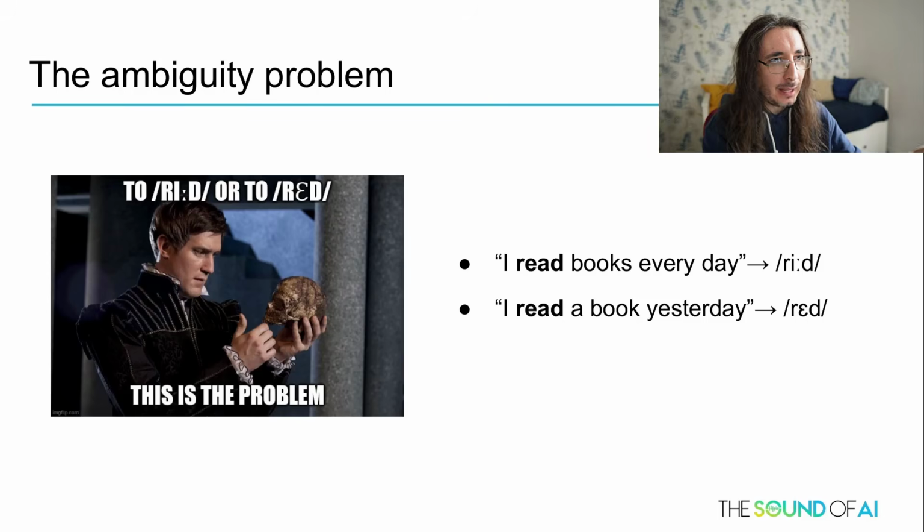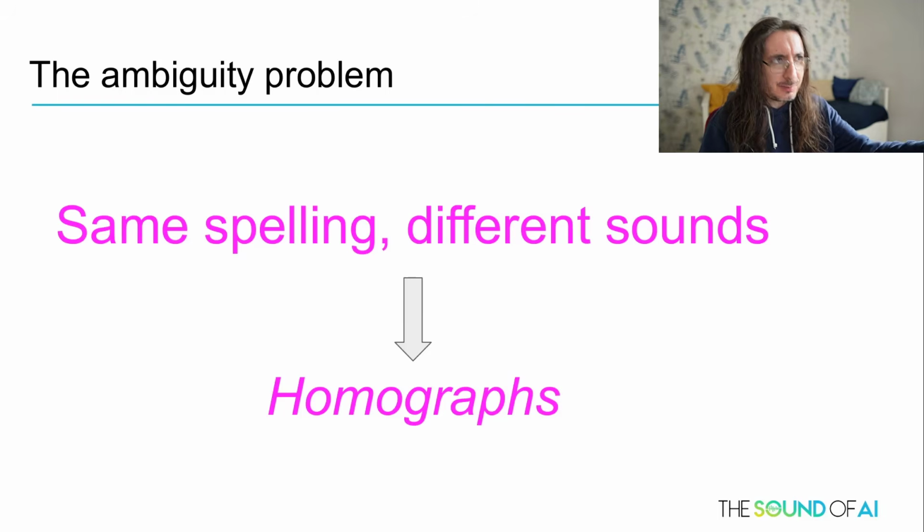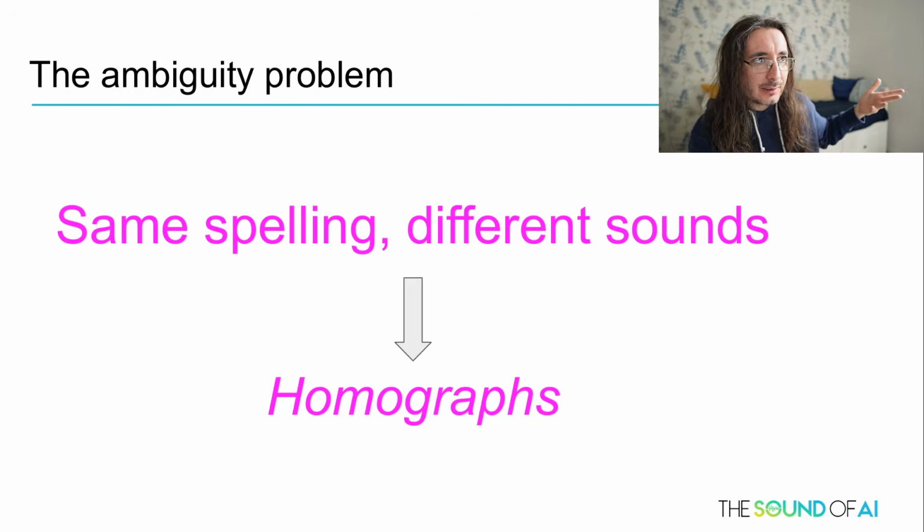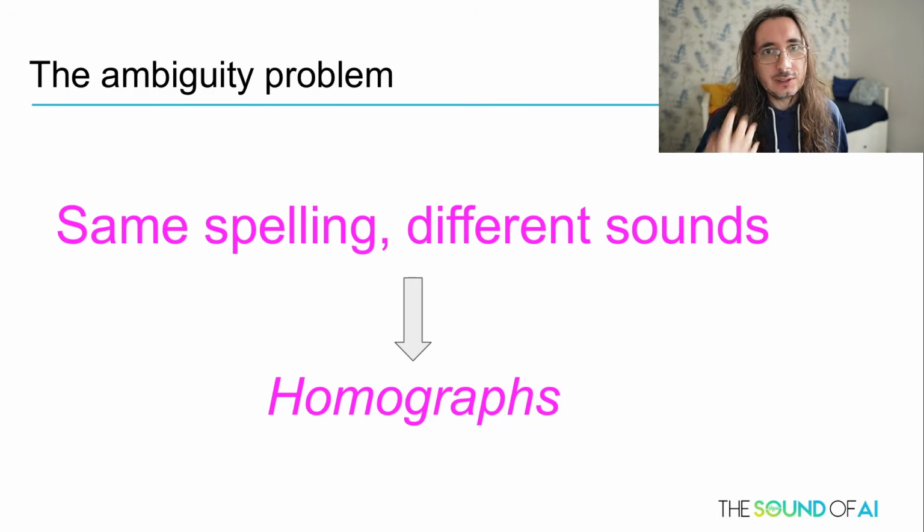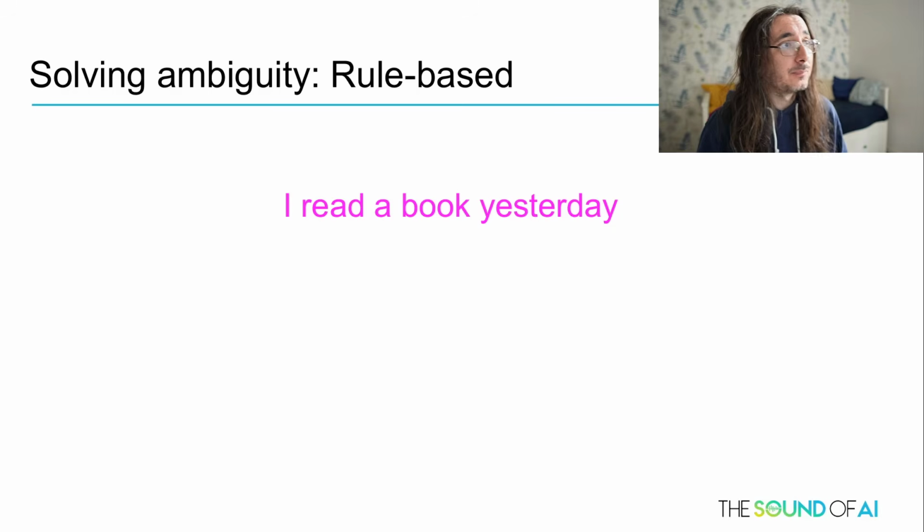So you have the same spelling, but the pronunciation is different. Well, in this case, not only is the pronunciation different, but also the meaning. The first is present tense. In the second sentence, you have the past tense. So that's basically the problem that we outlined earlier: same spelling, different sounds. If we want to give it a proper academic name, these are homographs, and these are words that have the same spelling, the same characters on paper, but they sound different when we pronounce them.